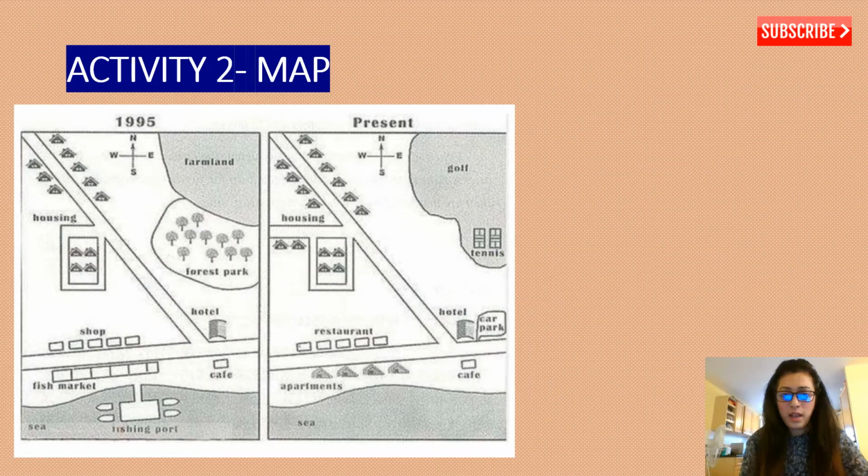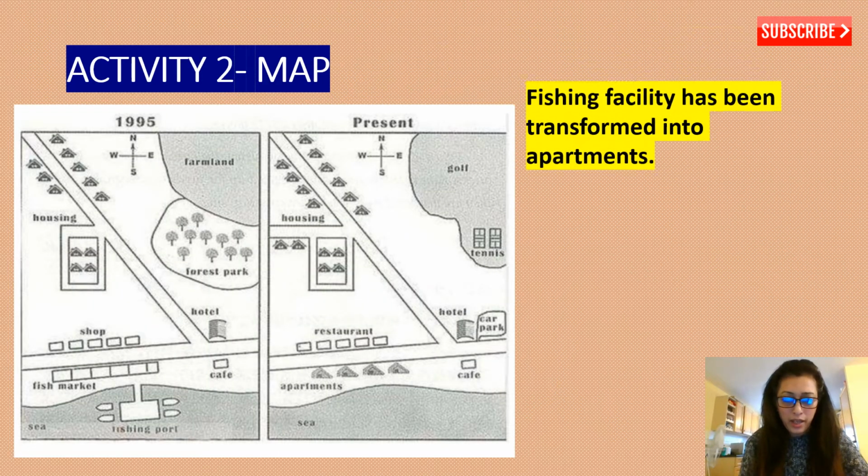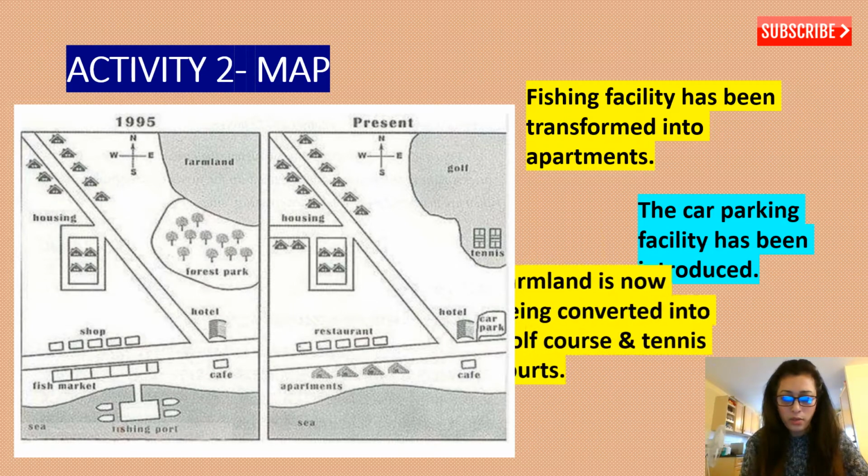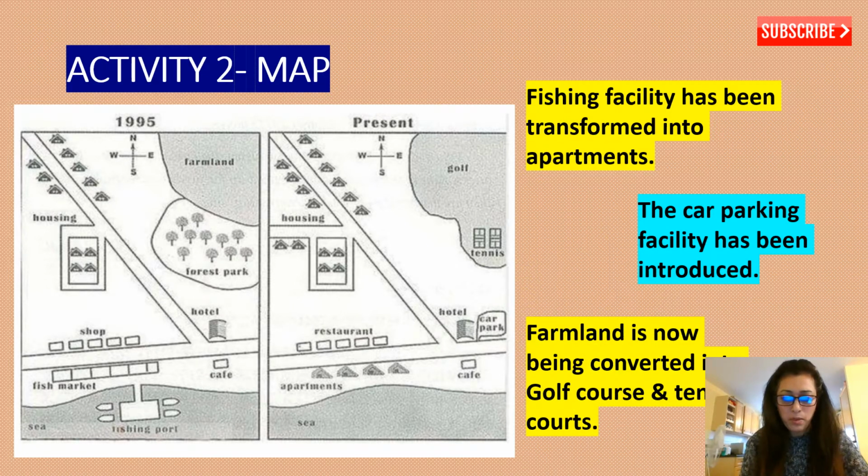The second example will be a map. Like here you can see how the structure was in 1995 and what happened in present now. So whatever the changes have happened, you can notice and try and make sentences like, for example, fishing facility has been transformed into apartments. The car parking facility has been introduced. Farmland is now being converted into golf course and tennis courts.